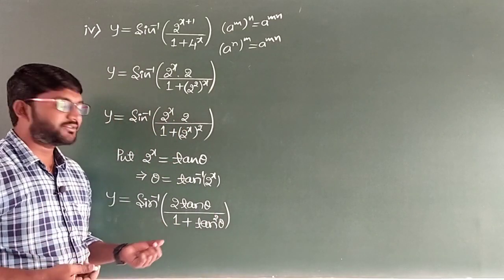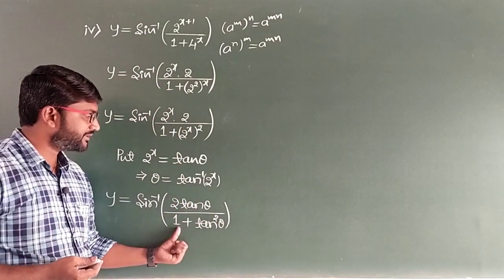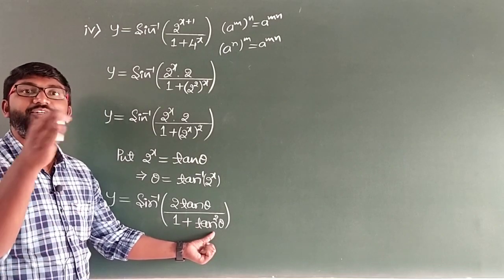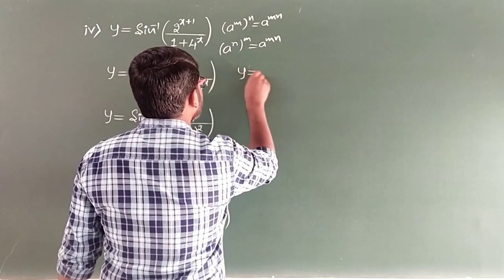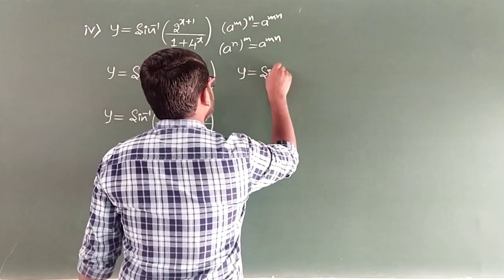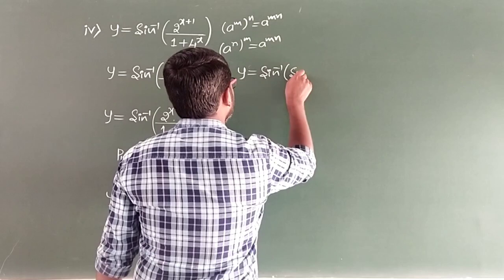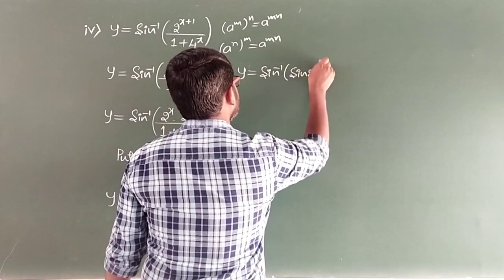Now see which formula applies: 2 tan theta divided by 1 plus tan square theta is nothing but sin 2 theta. This we have studied in first PU. So we get y is equal to sin inverse sin 2 theta.